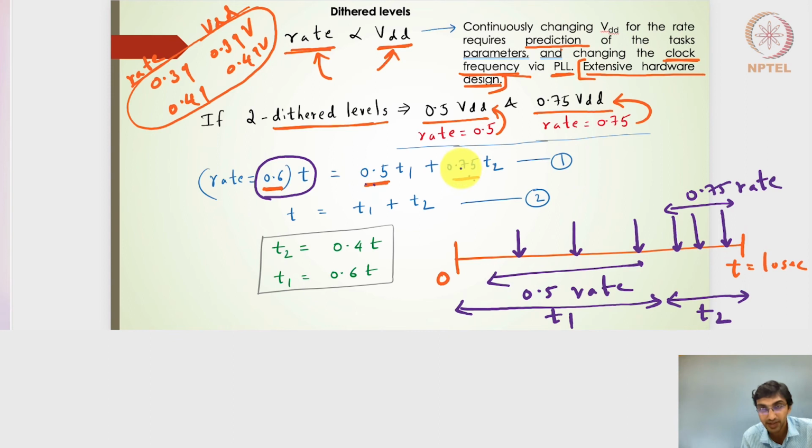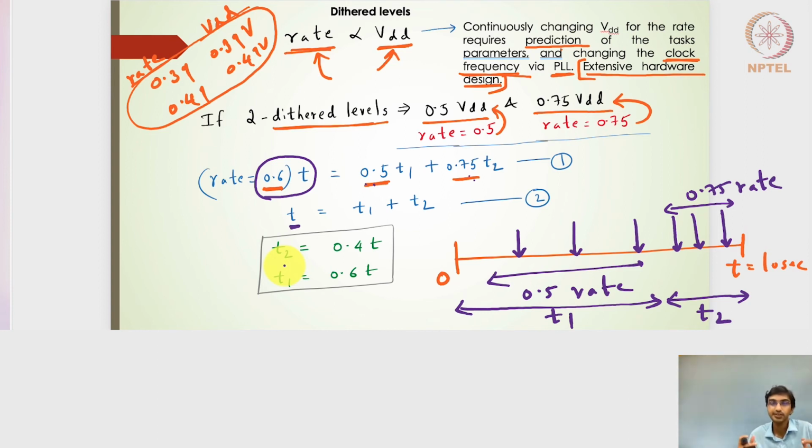Right, so in that sense, I will have this particular equation. 0.5 T1 plus 0.75 T2 should give me the total number of switchings. And we know that T1 plus T2 should be equal to the 10 seconds, in this case it is T. So we have 2 equations and 2 unknowns, T1 and T2. So I should be able to get T1 and T2 in terms of the value T. So I'll get 0.4 T and 0.6 T for the T2 and T1 variables. Right, hope this is clear.